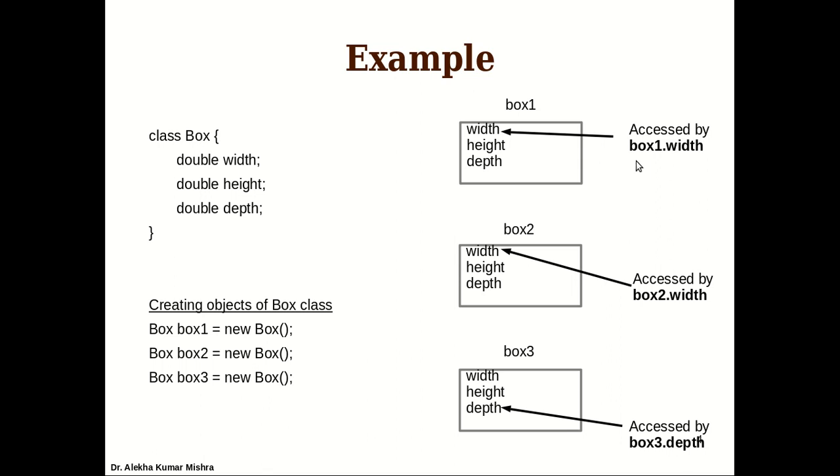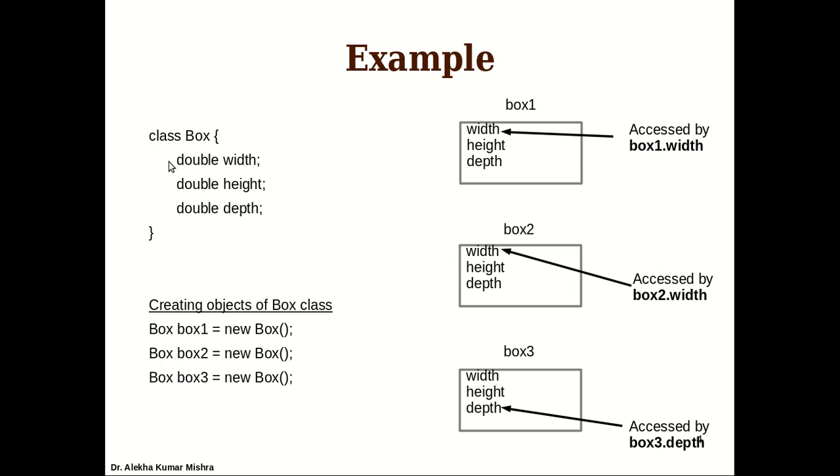Each field of this object box1 can be accessed through the dot operator, which we have already discussed. The dot operator is generally used for accessing a member. Any member, width or height or depth, I can access through the dot operator. Box1 dot width represents the width of the object box1. Box1 dot height represents the height of box1. We can access these data members, data fields, and also modify them wherever required.